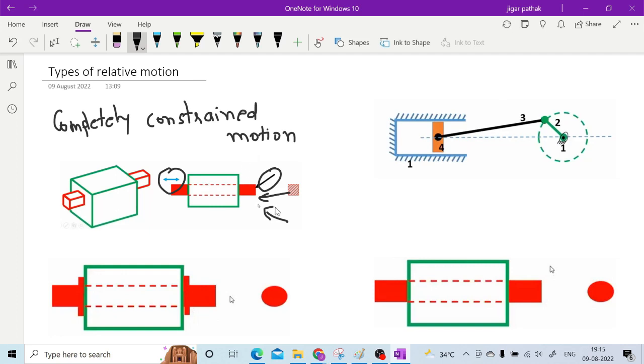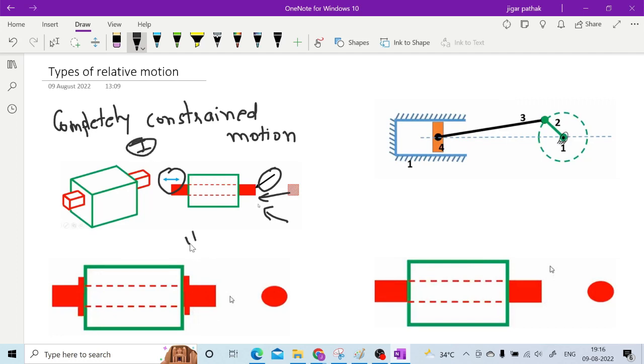Whatever input you give, or in whichever direction you apply the force, only this will be your output direction or output motion. So this is how, when you have this kind of pair, this kind of motion can be considered completely constrained motion. Similarly, this is the first example of completely constrained motion, right?